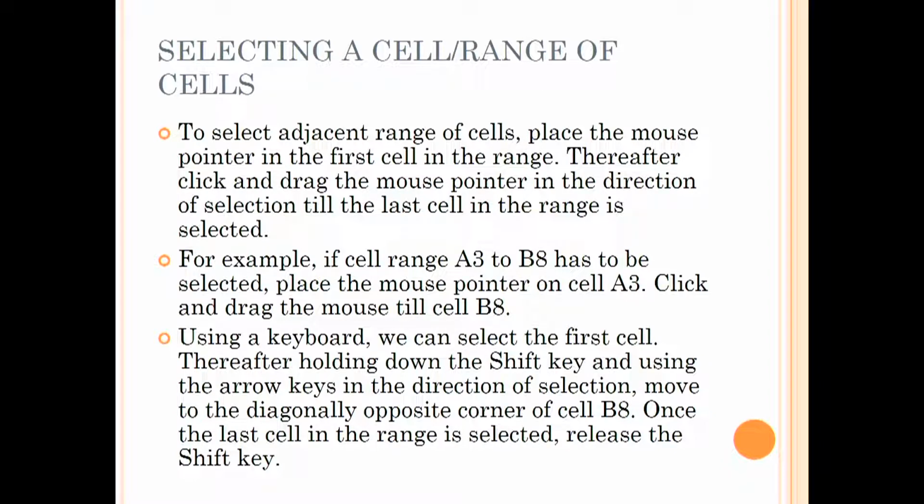Using the keyboard, we can select the first cell. Thereafter, holding down the shift key and using the arrow keys in the direction of the selection, move to the diagonally opposite corner of the cell B8. Once the last cell in the range is selected, release the shift key. So this is how you can select a cell or a particular range of cells by using either a mouse or a keyboard. You can use any one of them depending on what is easy for you to use.